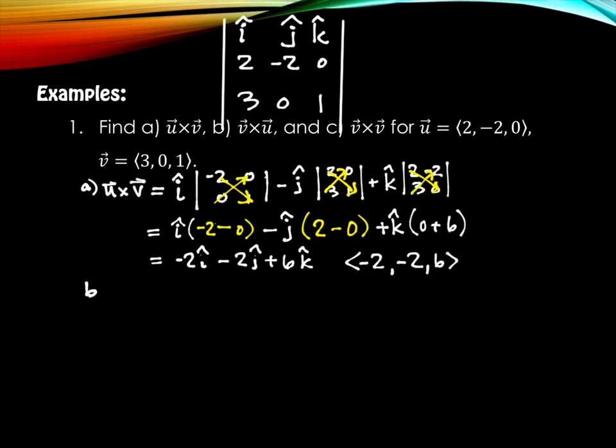Okay, so part of why we're doing part B is to examine whether this is commutative. We've had a lot of things that have been commutative. Commutative is a common feature. We're going to do V cross U. So if I'm doing V cross U, it means that my second row and my third row up here are switched.